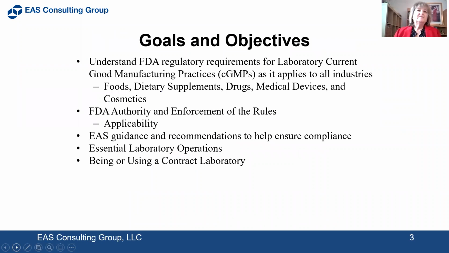All right, some of the goals and objectives we will try to get through: understanding FDA regulatory requirements for laboratory current good manufacturing practices, also known as CGMPs, as it applies to all industries, what the FDA authority and enforcement of the rules and its applicability. FDA has particular guidance and recommendations to help ensure compliance. And we will go through the essential laboratory operations. And we will also at the end have a section on either being or using a contract laboratory.